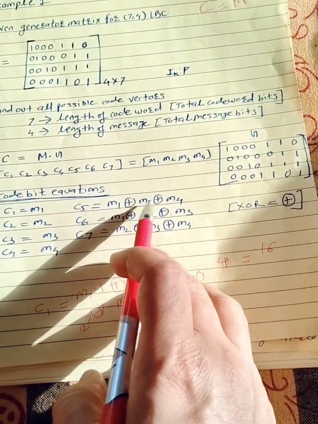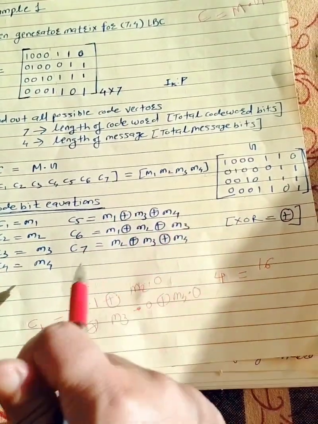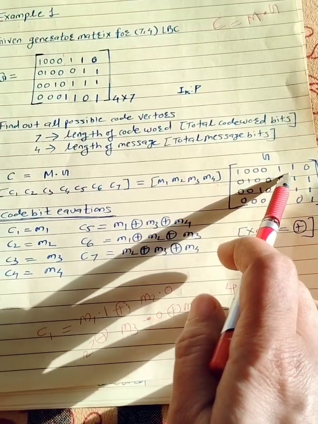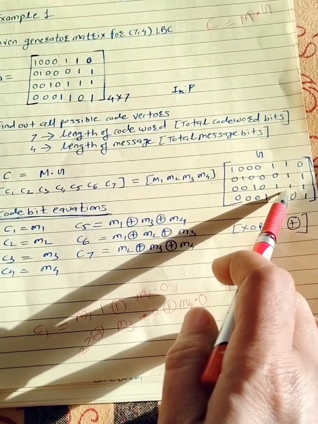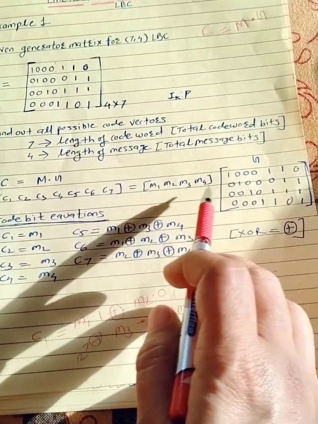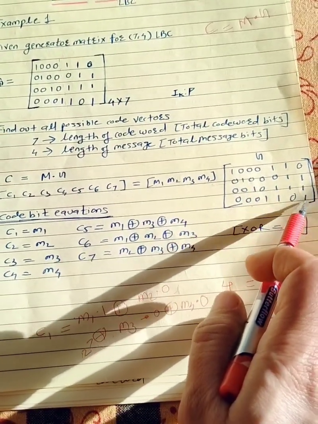So C5 is M1 XOR M3 XOR M4. C6, by observing, you can now write the equation. C6 is equal to M1 XOR M2 XOR M3. So what is C7? C7 is M2 XOR M3 XOR M4.